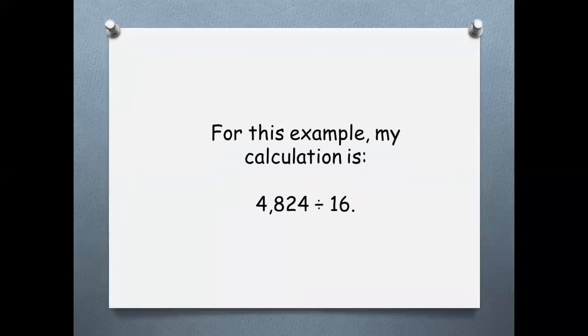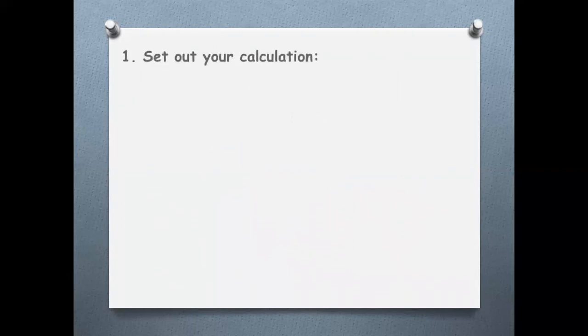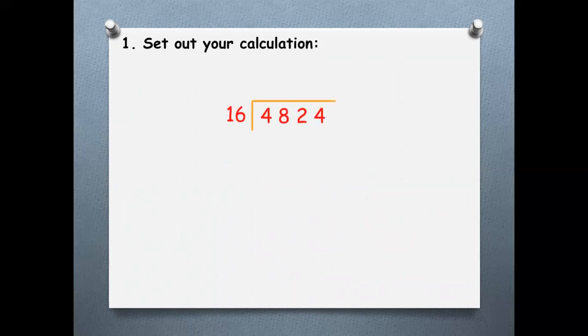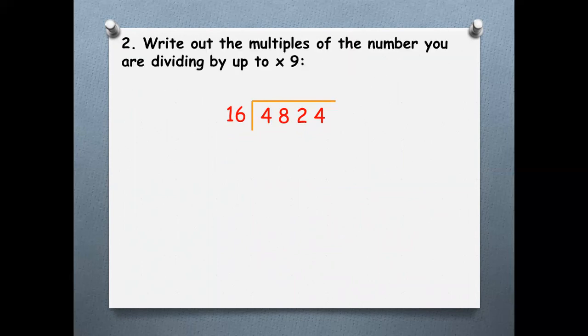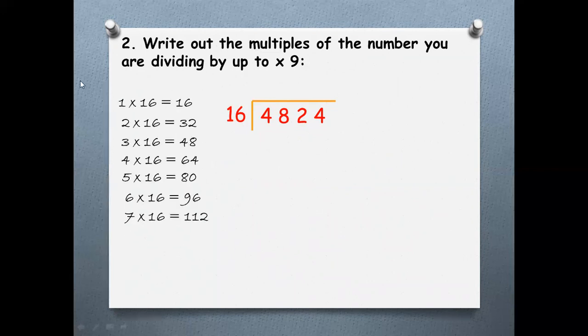Okay, so for this example, this is my calculation, 4,824 divided by 16. The first thing we do, set out our calculation, just like this, in the bus stop, like we do for short division as well. You then write out the multiples of the number you are dividing by, up to 9 times 9. There we go, there's my multiples.